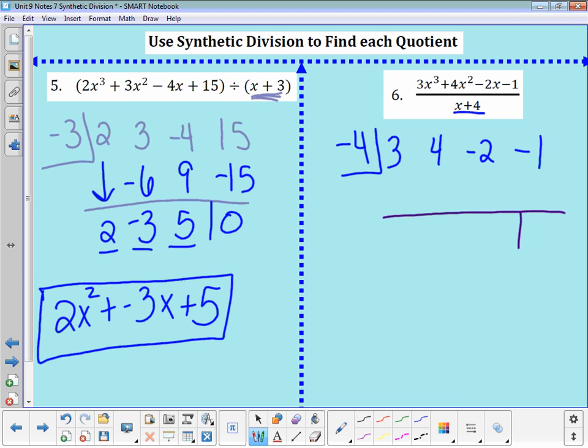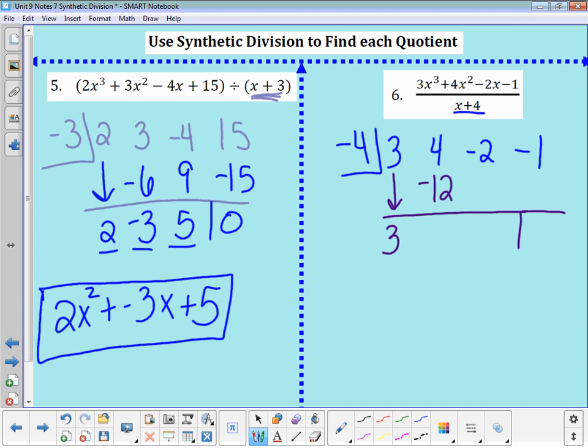Make my t for my remainder. Notice that t always goes at the constant of the original problem. That's where I'm going to start making that t right there. Okay, so first thing I'm going to do is bring that 3 down. Now I'm going to take 3 and multiply it by a negative 4, and that's going to give me a negative 12.